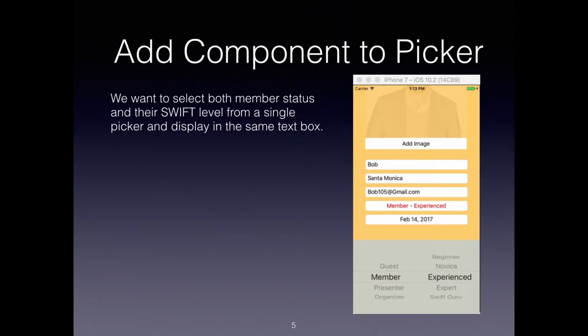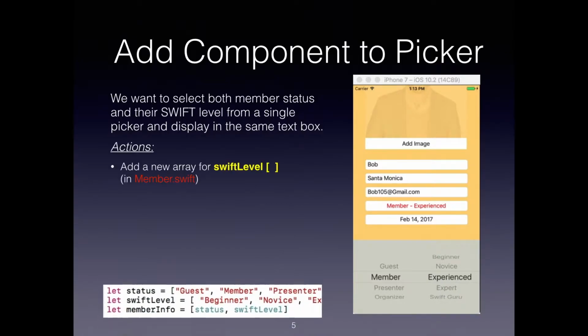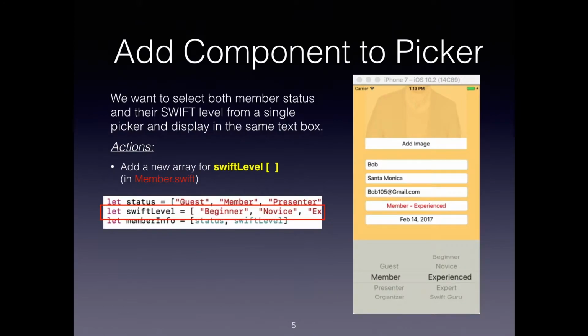Now, the first thing we'll want to do is add a new array. We already have an array, status, which has got guest, member, presenter, etc. But we're going to create a new array called Swift level, which has got beginner, novice. You can see these things will eventually appear there. These are just an array of strings, and we'll populate the picker with that.